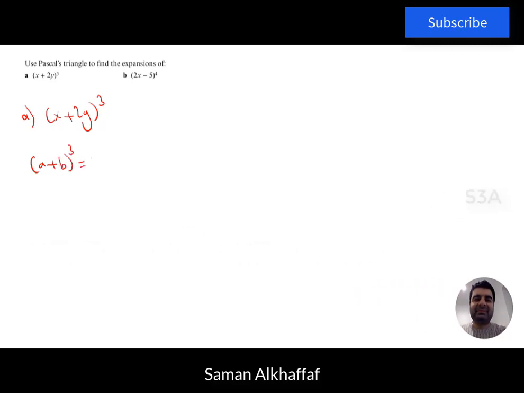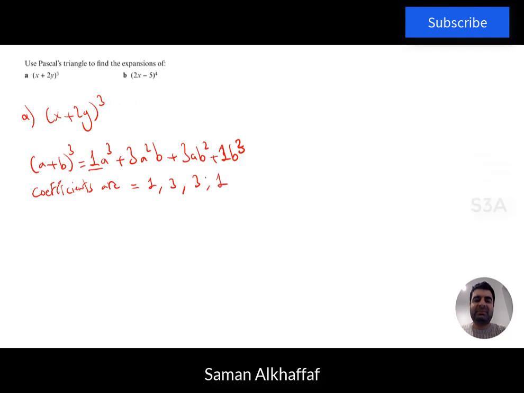and the coefficients will be 1a cubed plus 3a squared b plus 3ab squared plus 1b cubed. So in this scenario, the coefficients are 1, 3, 3, and 1 as shown here.